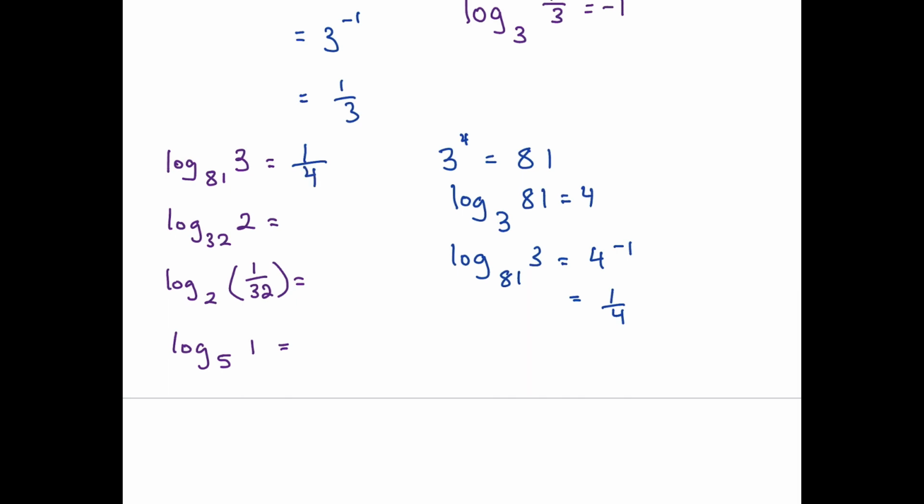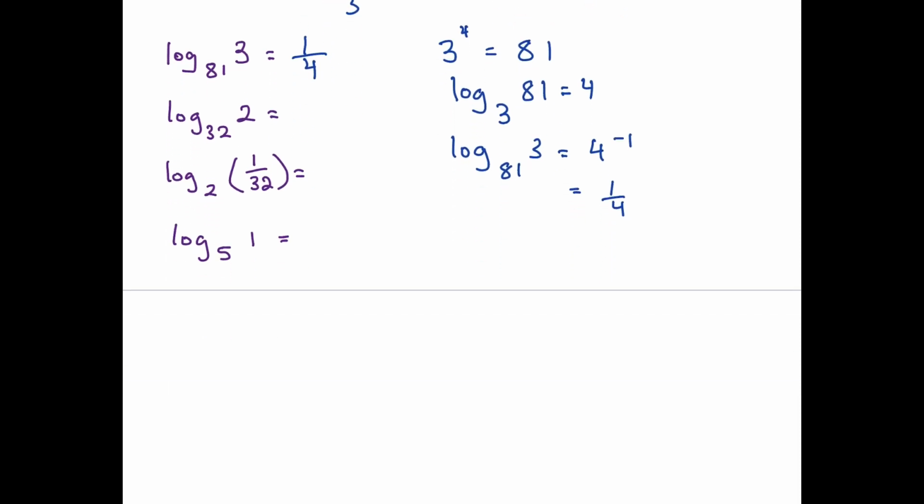Our next example is log base 32 of 2. We know that 2 to the 5 equals 32. We can say that log base 2 of 32 is 5. This is just an equivalent way of expressing that, but we need these to be switched around. So this will be log base 32 of 2 equals 5 to the minus 1, which is a fifth.